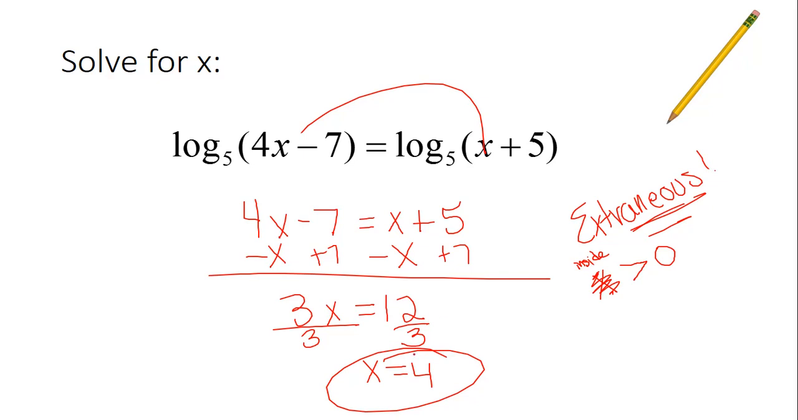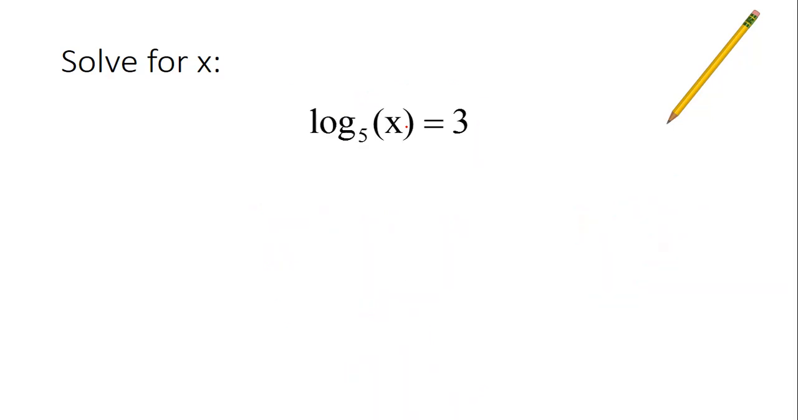So what I'm going to do is check it. I'm going to plug a 4 in here. So 4 times 4, that's 16, minus 7, that's 9. 4 plus 5, that's 9. So I get log base 5 of 9 on both sides. We're good. So we're always going to check for an extraneous solution on each one of these problems. So now, what if I want to solve for x, but there's not logs on both sides?